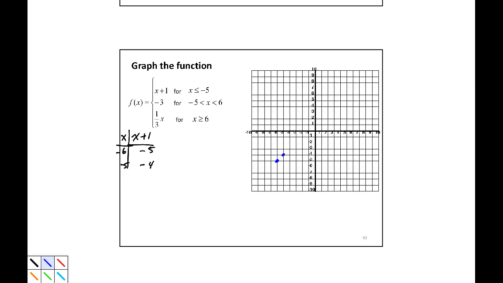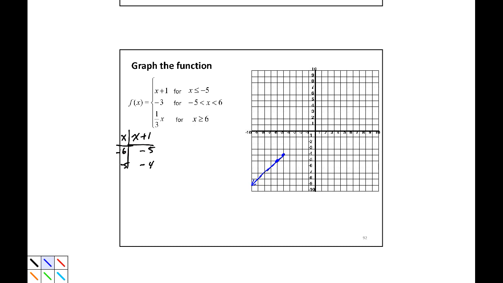And at that point, it is less than or equal to, so I should have a closed dot there. And this is valid for this end of my domain. And it continues going that direction because it's just less than or equal to. Okay, everything less than negative 5. All right, the second of these is a constant function of negative 3 from 5 to 6.